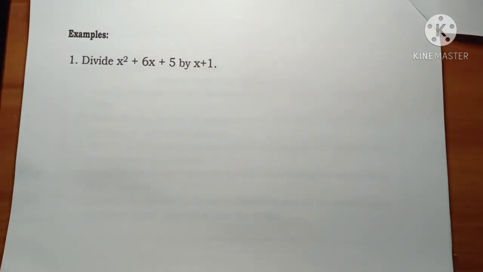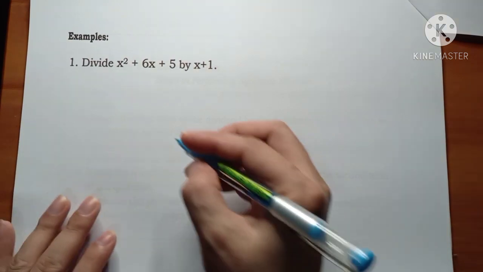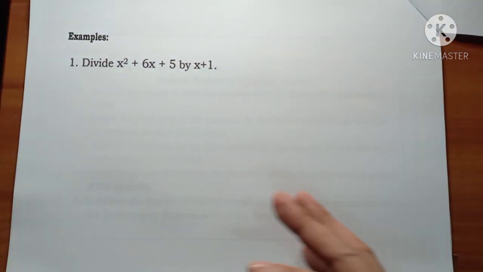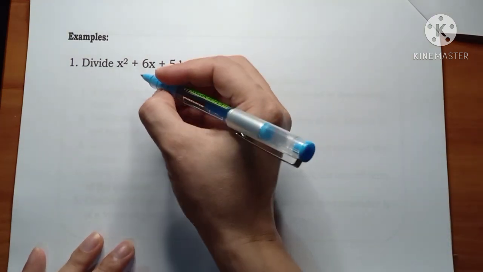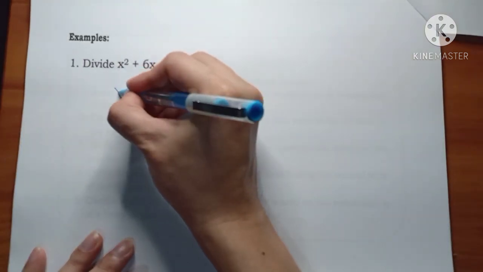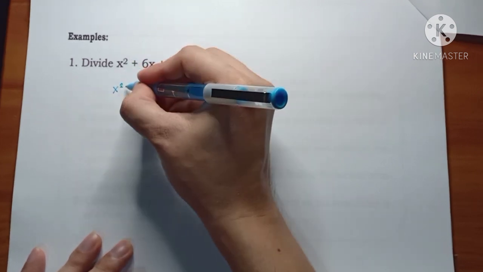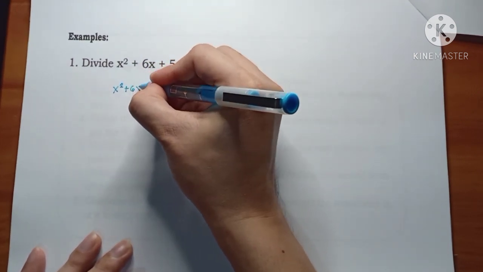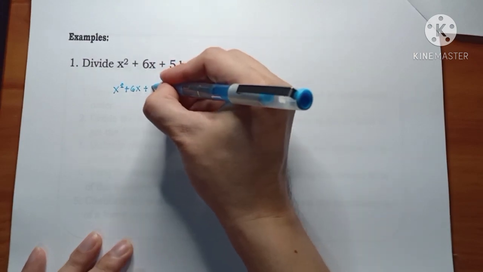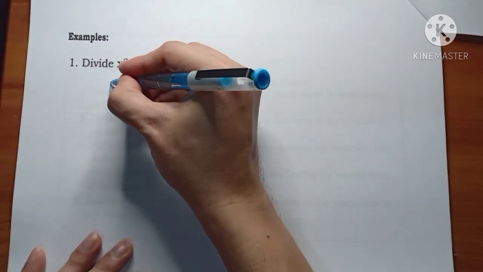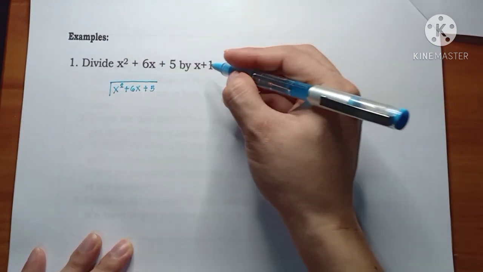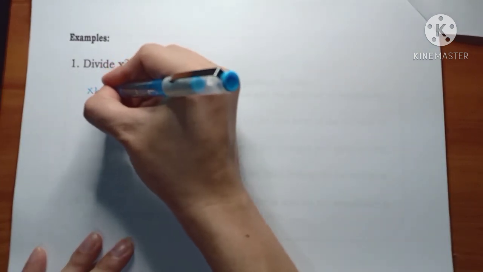So, paano pa natin gagawin yan? Paano pag gagamitan natin ng long division at saka synthetic division? So, divide natin ang x squared plus 6x plus 5 by x plus 1. So, by long division, alam natin mag-divide, parang constant lang talaga siya. So, we have x squared plus 6x plus 5, and then this is the division sign, and then divide by x plus 1.